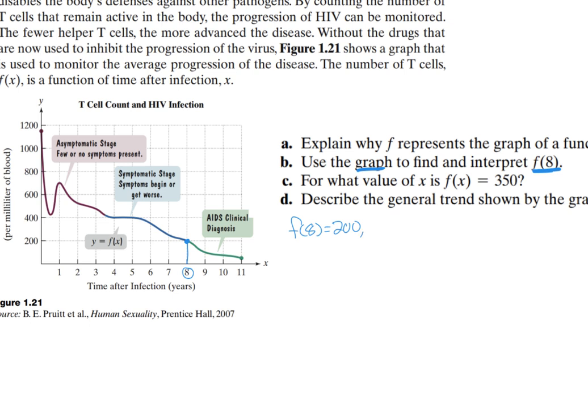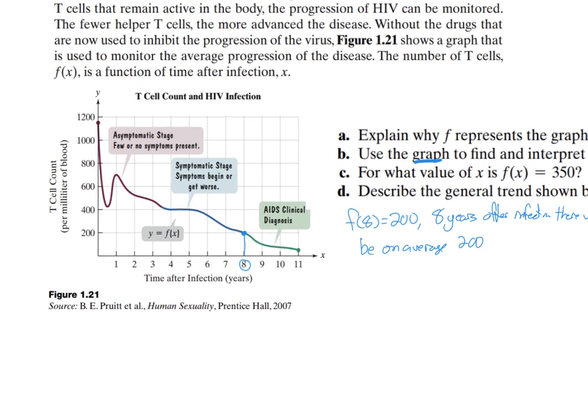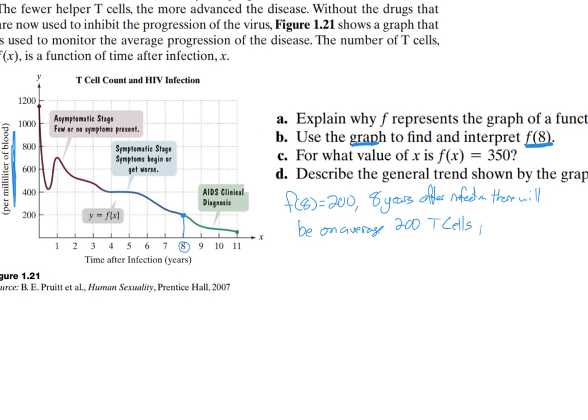And what that means is 8 years after infection, there will be, on average, 200 T cells per milliliter of blood. Okay, let's add that, per milliliter of blood, just to give those units.